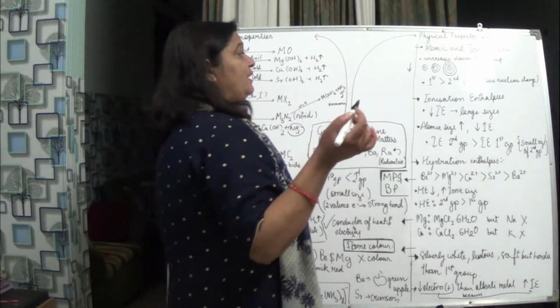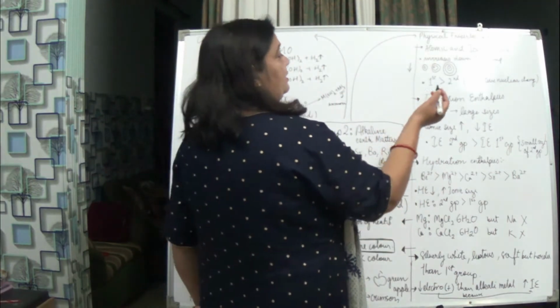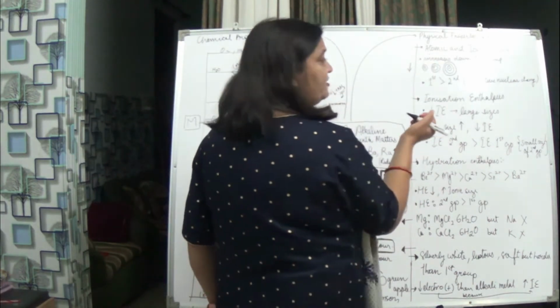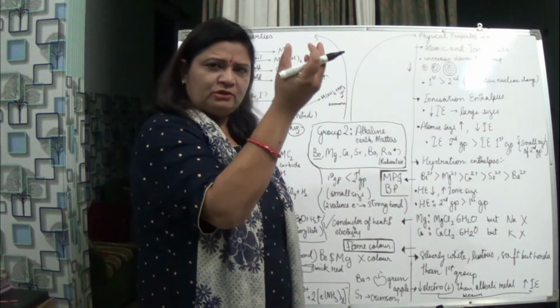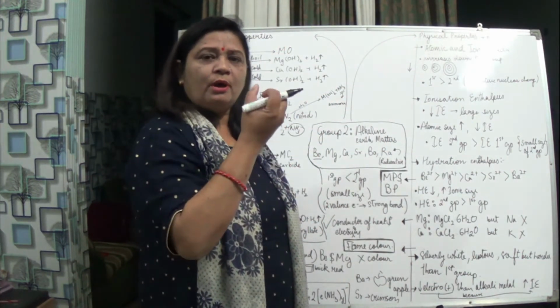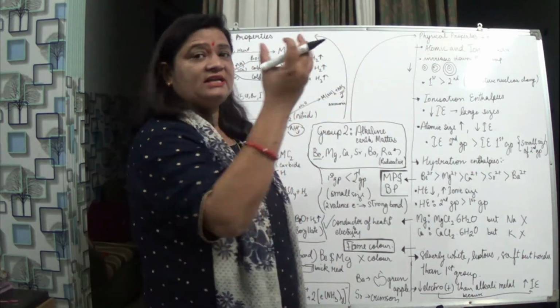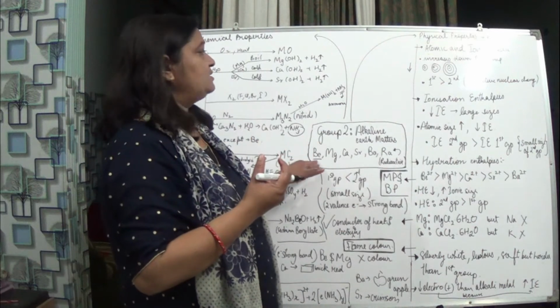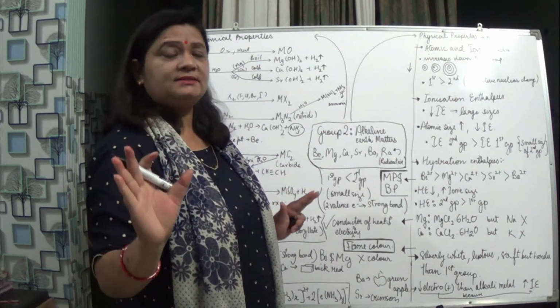Now, when we see about the effective nuclear charge, the first one will have more effective nuclear charge than the second, because here what is happening? The nucleus is too close. So the effective nuclear charge increases, and as a result we are seeing that the first element has got more effective nuclear charge than the second one.